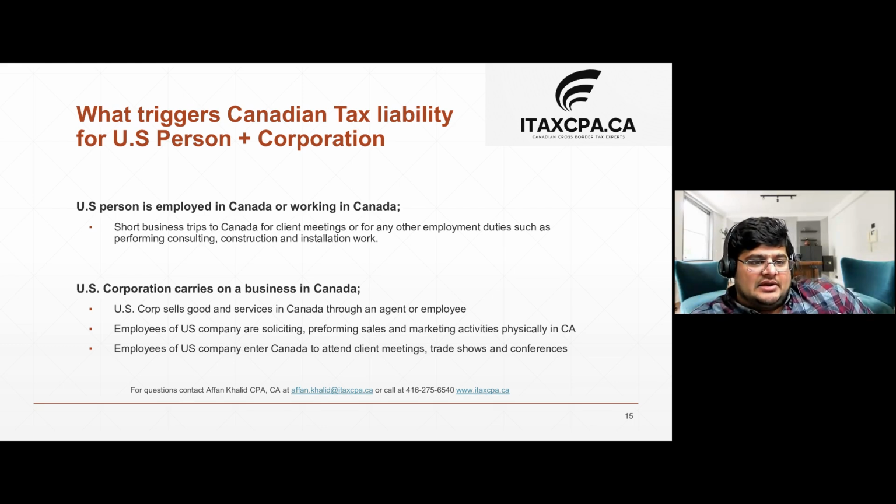And then finally, US employees coming into Canada to attend client meetings, trade shows, conferences. These are all examples that will trigger a Canadian tax obligation or filing requirement. But then the treaty will provide the protection. However, you have to file the tax return for that treaty protection to be live and applicable. Okay, and again, I'm happy to help you and your clients with that.